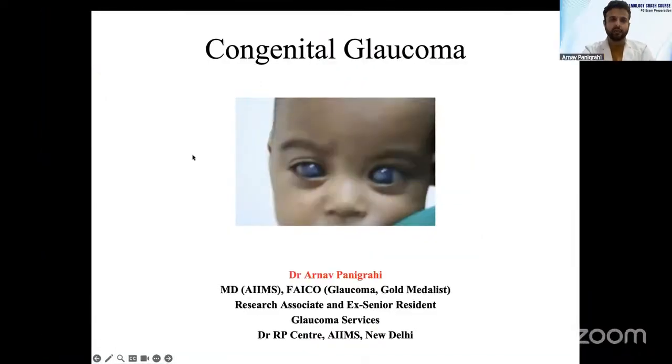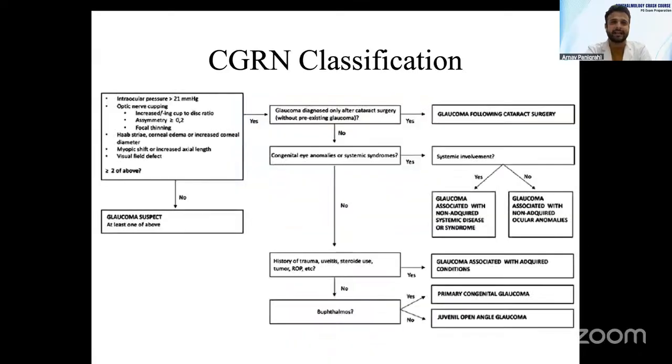Good afternoon. I'm Dr. Arnav, and thank you for this opportunity. I'll be speaking on congenital glaucoma. Congenital glaucoma is an entity which fails every sort of classification or treating strategy we use for adult glaucoma. The current definition for classifying and defining congenital glaucoma is given by the Childhood Glaucoma Research Network, where there are 5 parameters which are considered.